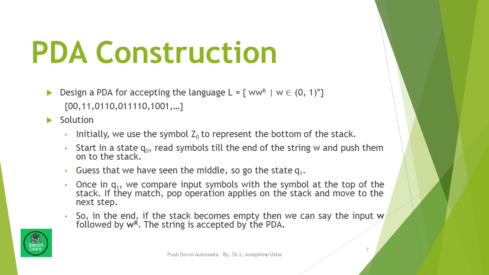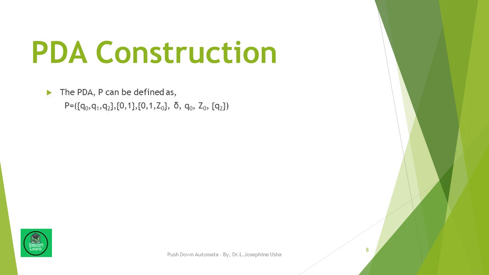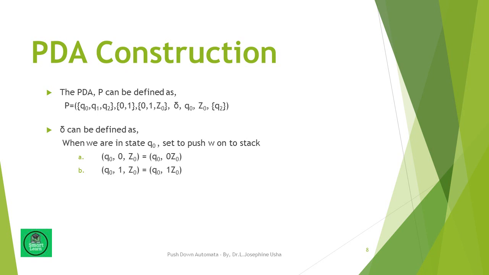Now we will see how we can define the pushdown automata for this language. The pushdown automata can be defined using 7 tuples. First we have the finite set of states, then a finite set of input symbols, then the stack symbols, then the transition function, then the start state, then the start stack content, and then a finite set of final states. These are the 7 tuples for representing the pushdown automata.